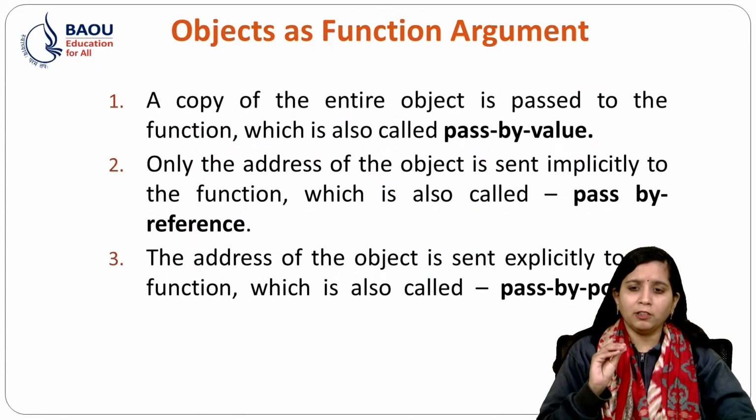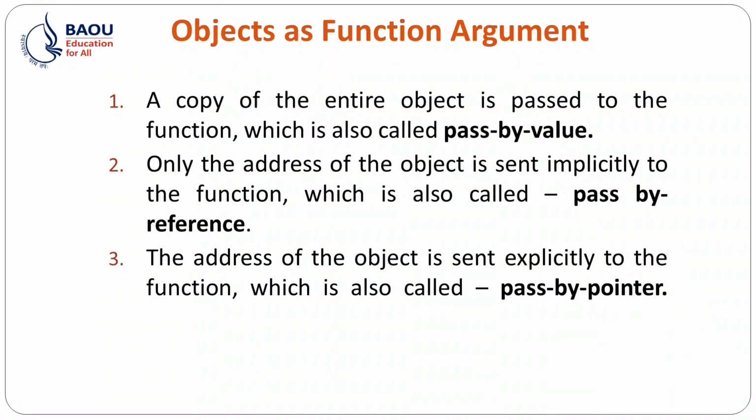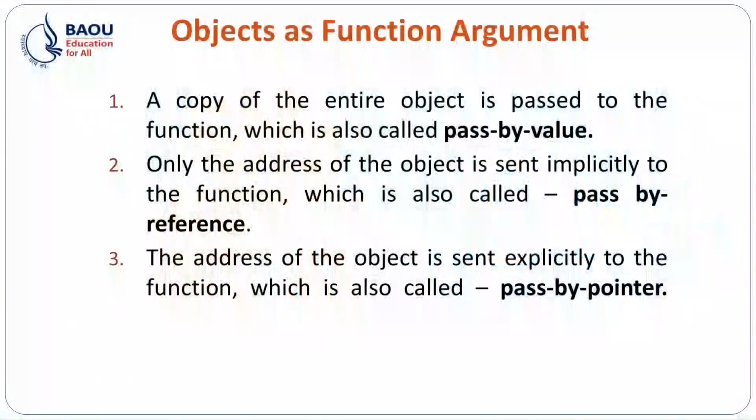So what does all this mean? Let's see one by one. First is pass by value. What is pass by value? A copy of the entire object is passed to the function, which is also called pass by value. The object is passed to the function by making a copy of the original object. This means that the function works with a copy of the object, and any changes made inside the function will not affect the object of the class, that is, the original object.